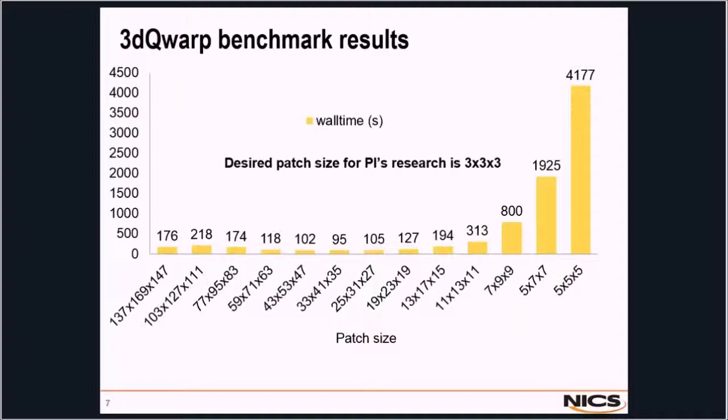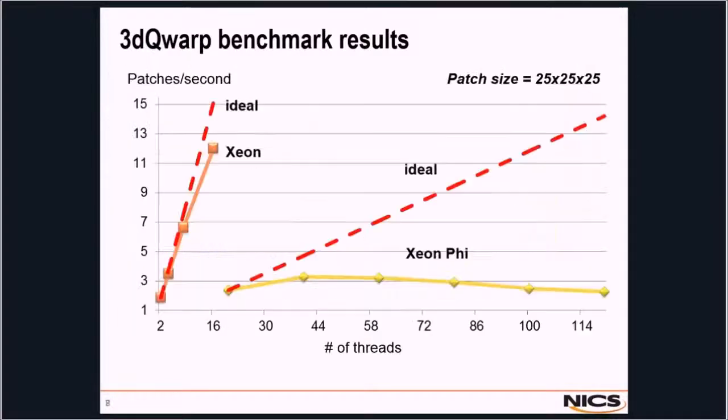And for the PI's research, the PI wants to do basically voxel-wise comparison. So the desired patch size for the PI's research is 3 mm by 3 mm by 3 mm, which will take a few days to a week to complete. That's why they reached out to ask for ECSS support.